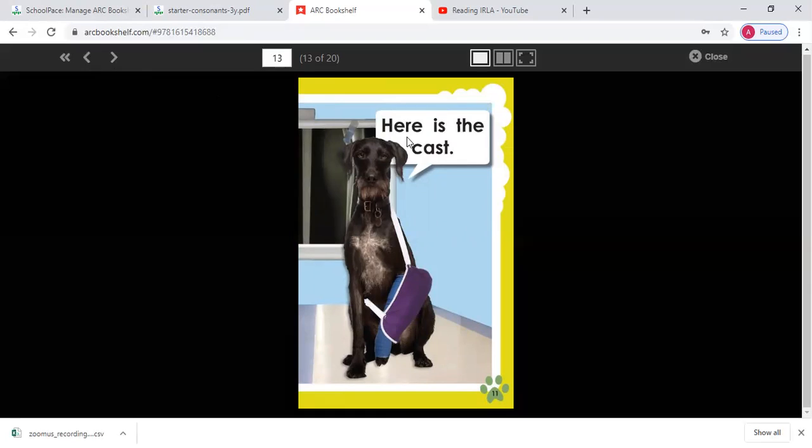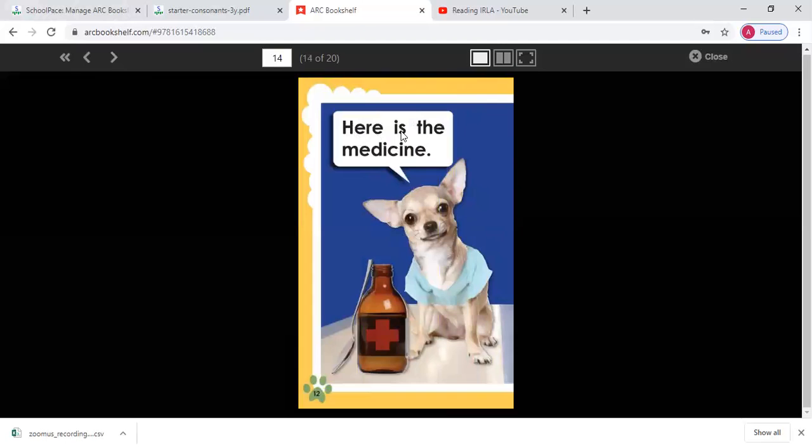All right, here is the, all right, new word starts with what letter? A C, and C says what sound? K, k, cast. Great, repeat this with me. Here is the cast. Here is the, all right, it starts with what letter here? M. M says what sound? Great job. Here is the medicine. And I can check that we have some medicine in this picture right here. So I know that this word is medicine.